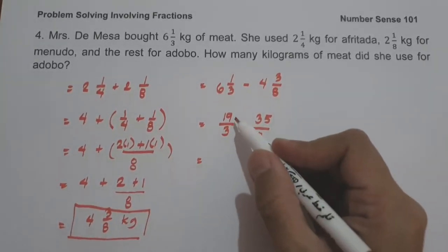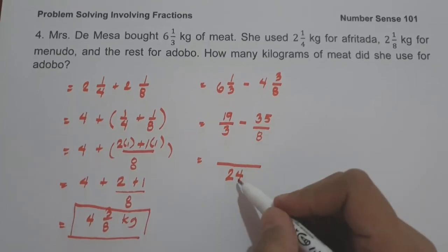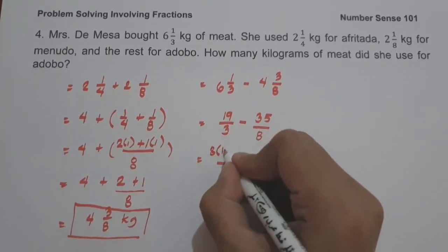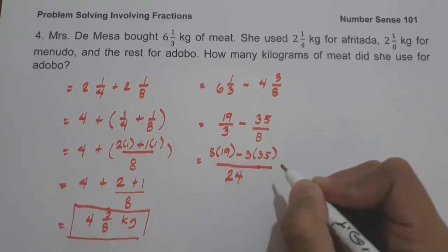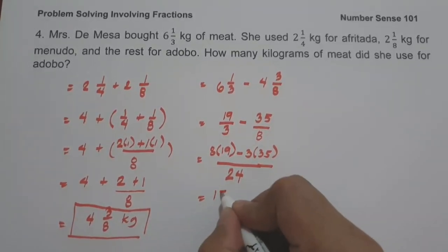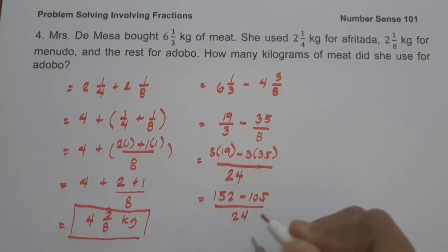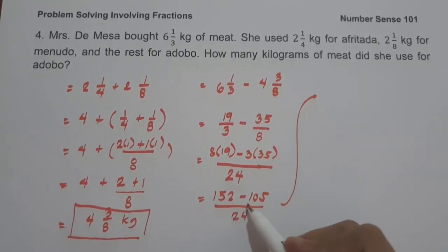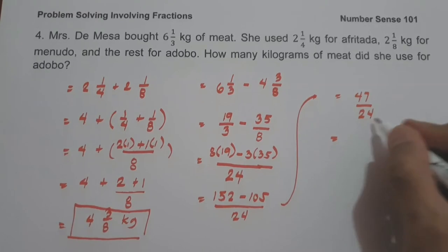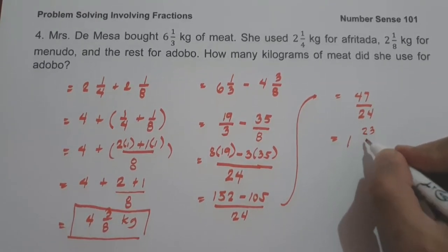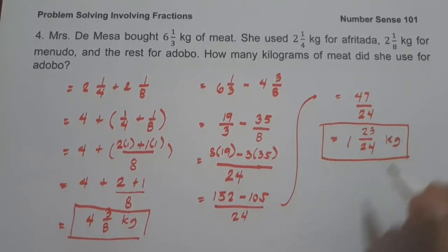Since we are subtracting fractions with different denominators, let us find the LCM of 3 and 8, that is 24. 24 divided by 3, that is 8, times 19. And then 24 divided by 8, that is 3, times 35. 8 multiplied by 19, that is 152. 3 multiplied by 35, that is 105. And then let us rewrite the denominator. And then 152 minus 105, that is 47 over 24. 47 divided by 24, that is 1, and we have a remainder of 23 over 24. So this is the total number of kilograms she used for adobo, and this will be our answer.